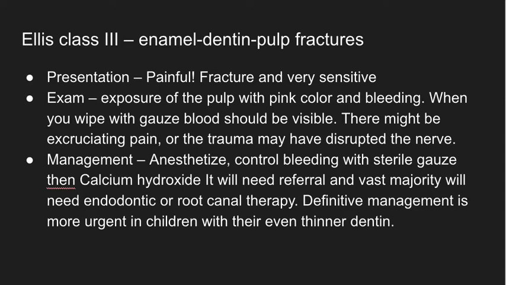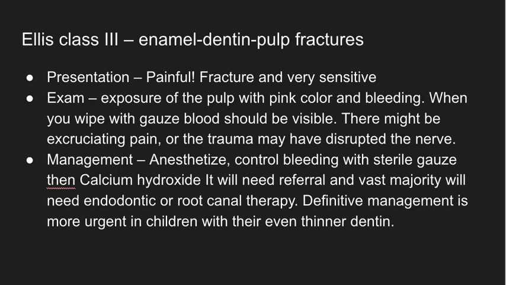And then Ellis class 3, enamel dentin pulp fractures. This is going to be a very painful fracture. They're going to have exposure of the pulp. You'll see pink color and bleeding. When you wipe with gauze, there should be visible blood. There's usually excruciating pain, but if the trauma disrupted the nerve, it may be painless. Management: anesthetize this, control the bleeding with gauze, and then use calcium hydroxide paste to cover it.